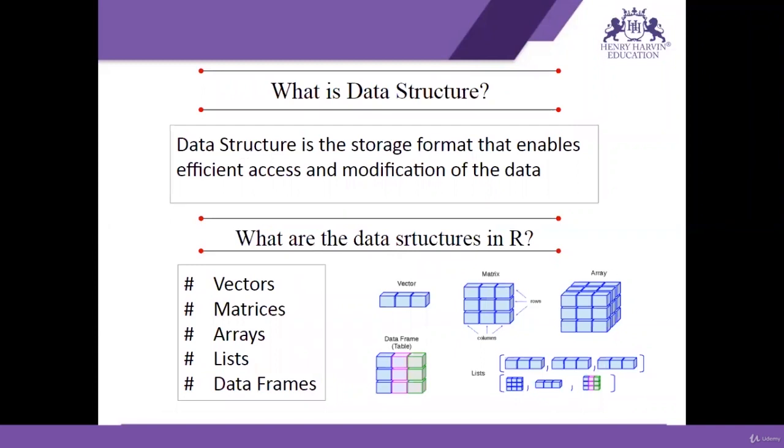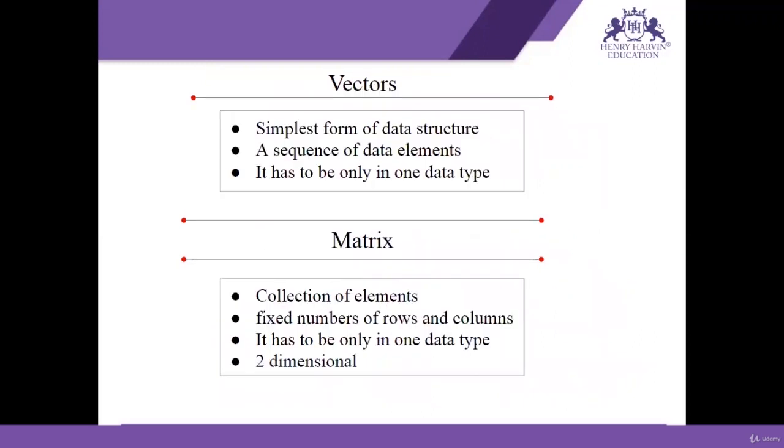Next are data structures. Data structures are very important in any language. A data structure is a storage format that enables efficient access or modification of the data. There are different kinds of data structures that we use in R. First is vector, second is matrices, arrays, list, and data frames. So let's start with vectors. Vectors are the simplest form of data structures. It is a series of data elements combined in the form of a sequence. A vector should be of only one data type, either numeric, integer, character, logical, or complex.